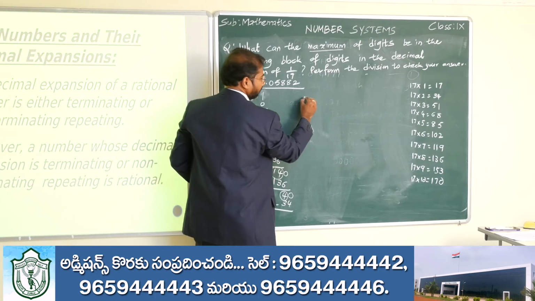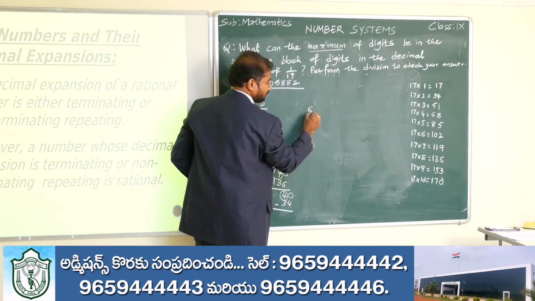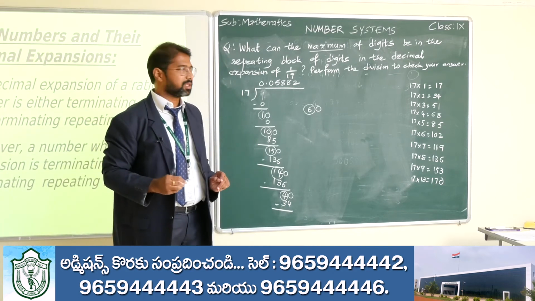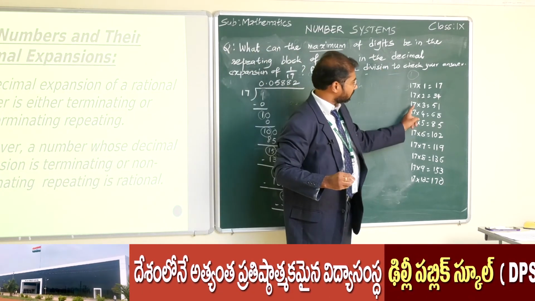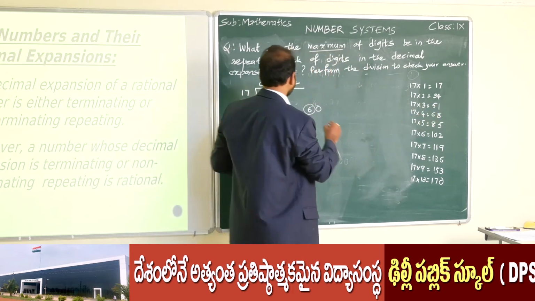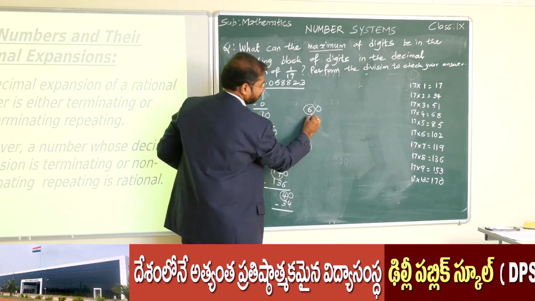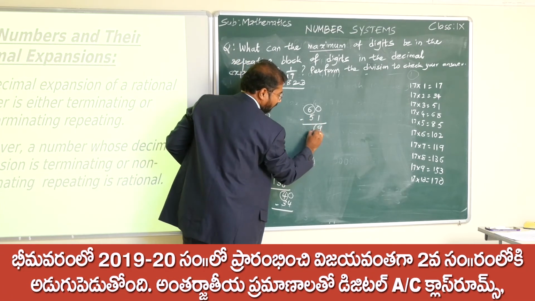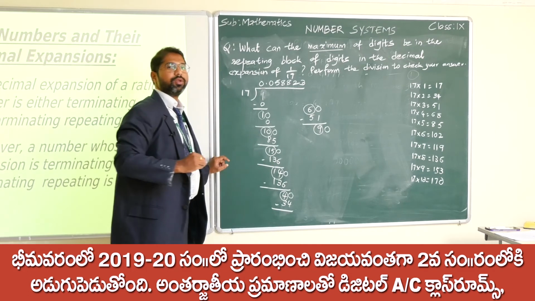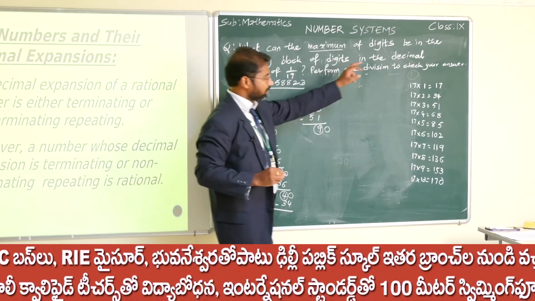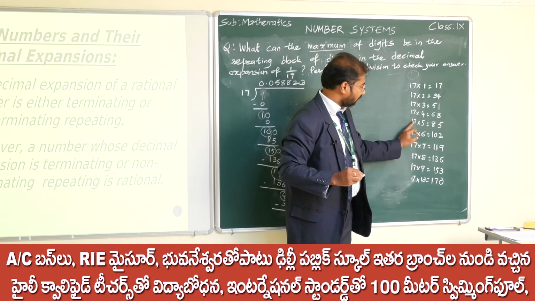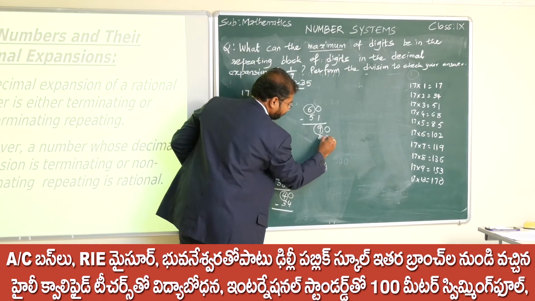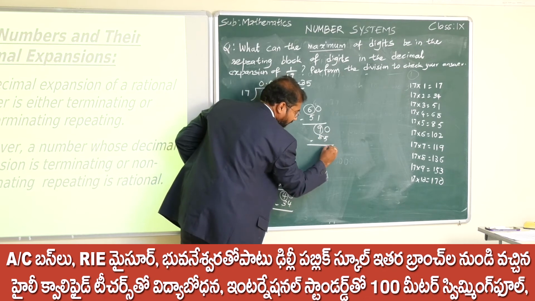I will write here for my convenience. 6. Add 0 to its right side. Now the new dividend becomes 60. Look at 60 means 17 threes are 51. So threes are 51. Subtract. Now the remainder is 9. Add 0 to its right side. Now the new dividend is 90. Let's see, 90 will not go exactly. So I will take 17 fives, so I will write 5 here. 85. Subtract. Remainder is 5.